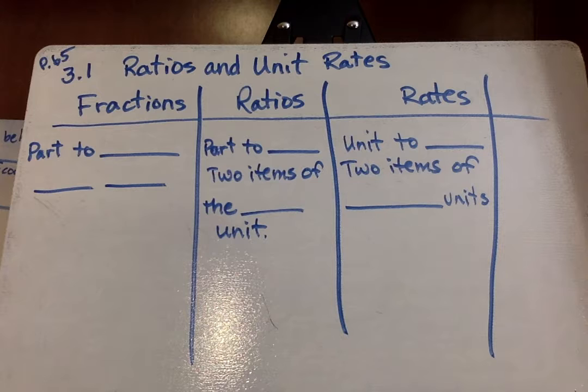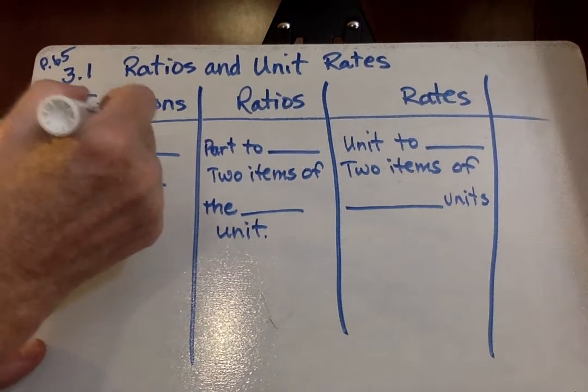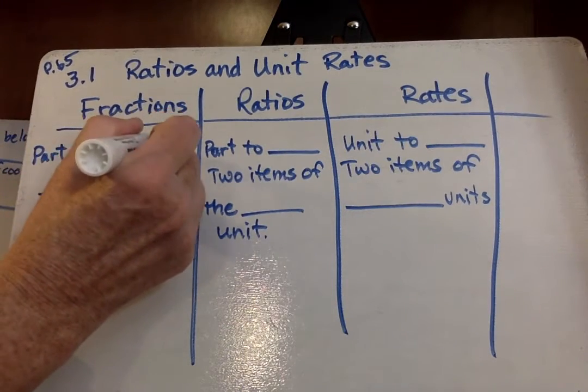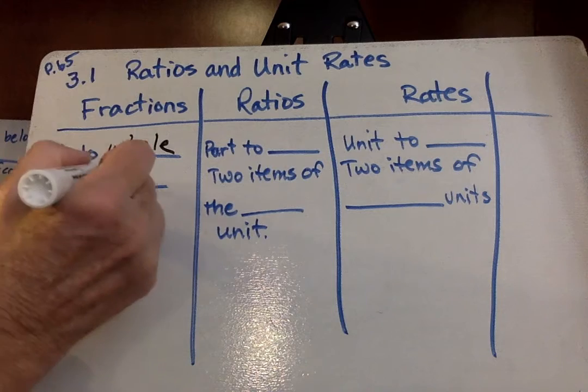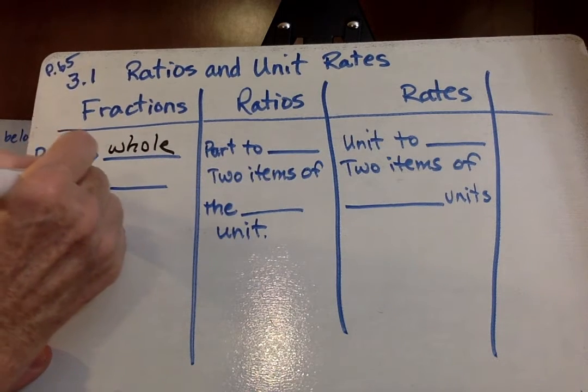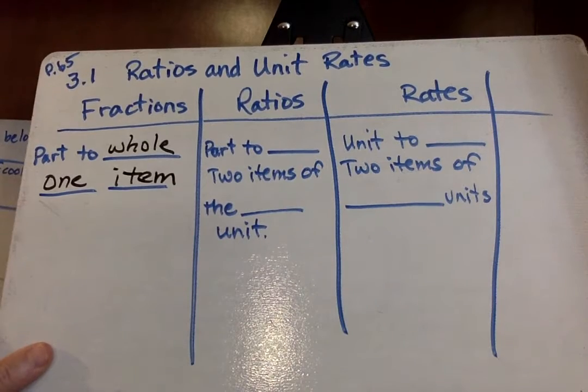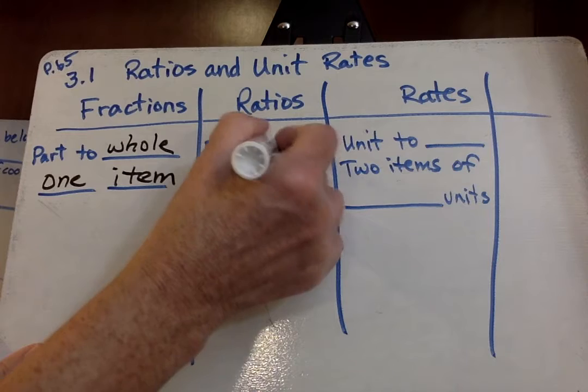Fractions, part to whole, so it's just one item, okay? So it's the part to the whole. Go ahead and fill this out in your paper, okay? And it is one item. Next, we're going to go to ratios, part to part.